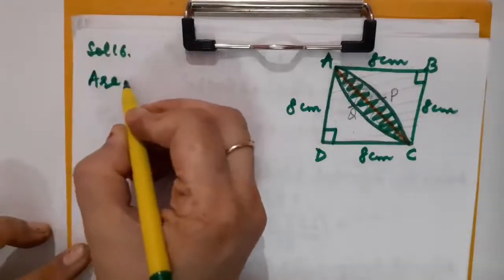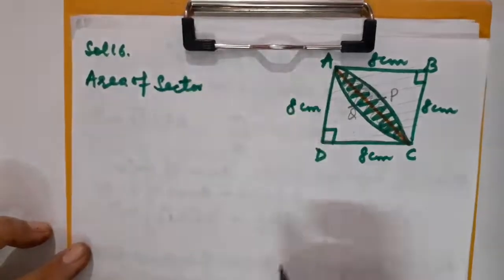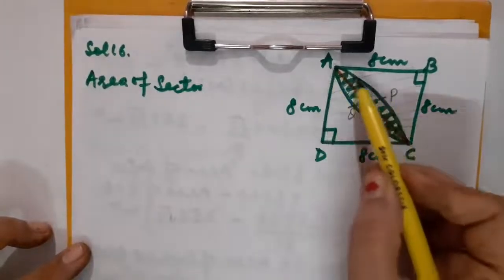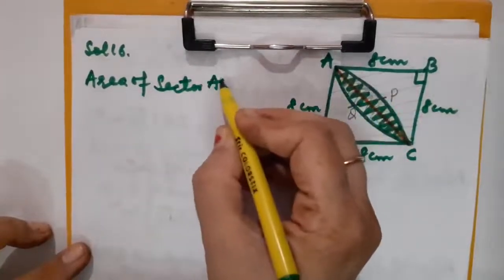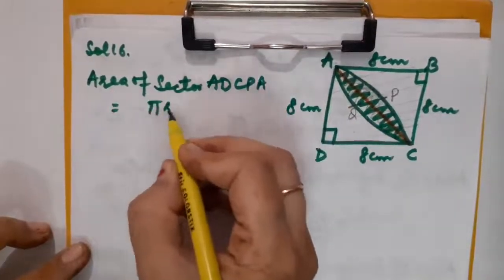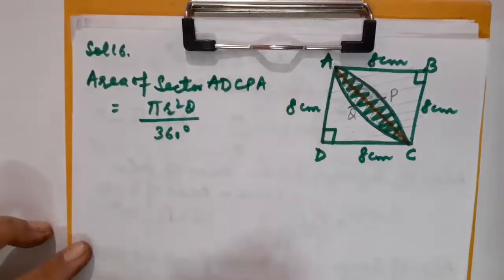First of all, I will be calculating the area of the sector. What is the name of the sector? That is ADCPA. So what is the formula? Pi r square theta upon 360 degree.